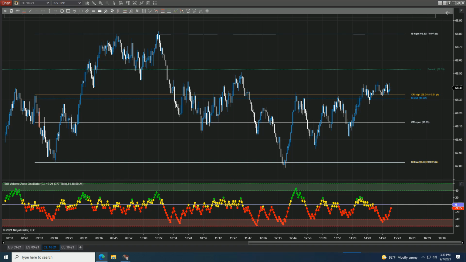TradeDevils-Indicators.com. Today we are looking at the latest addition to our lineup of tools and indicators. That's the Trade Devils Volume Zone Oscillator. Now I have in front of us here, this is the October crude chart. This is a 377 tick chart.